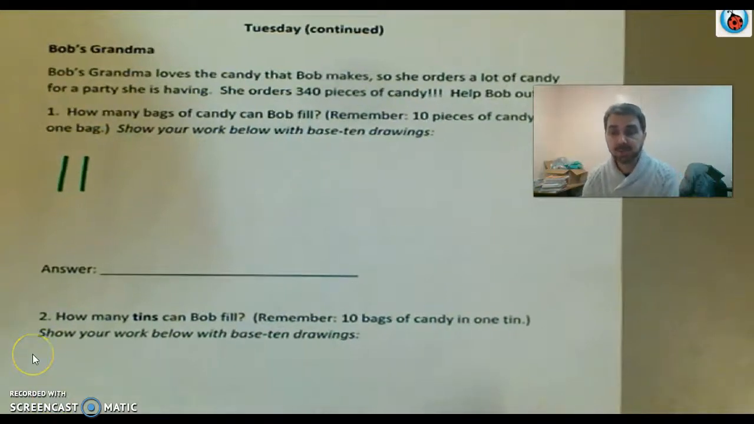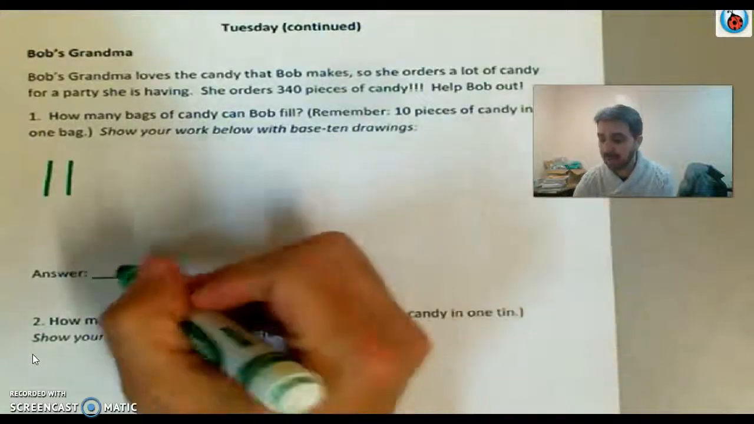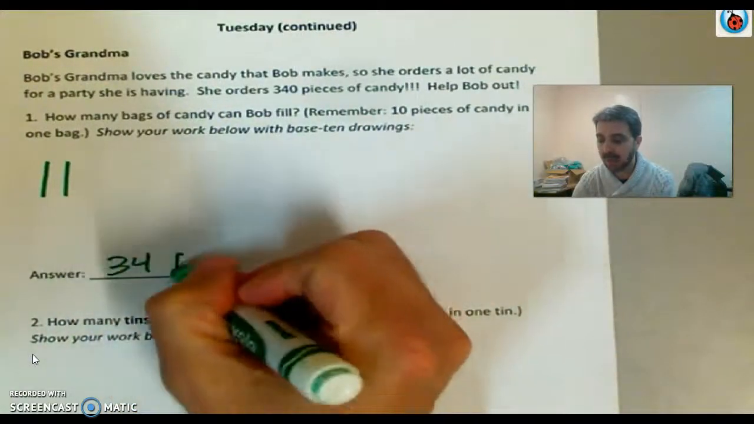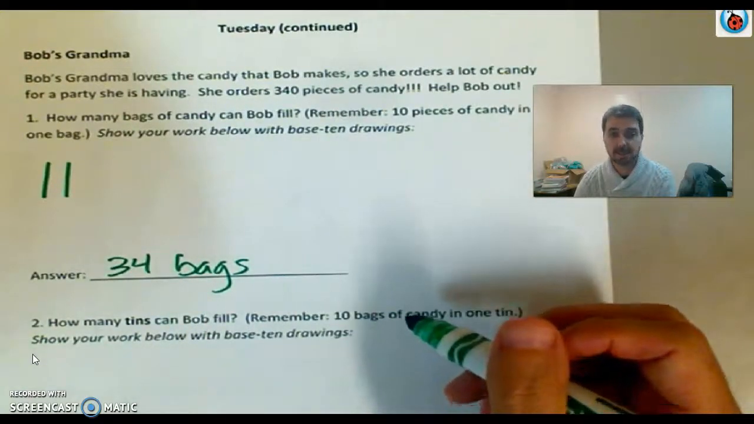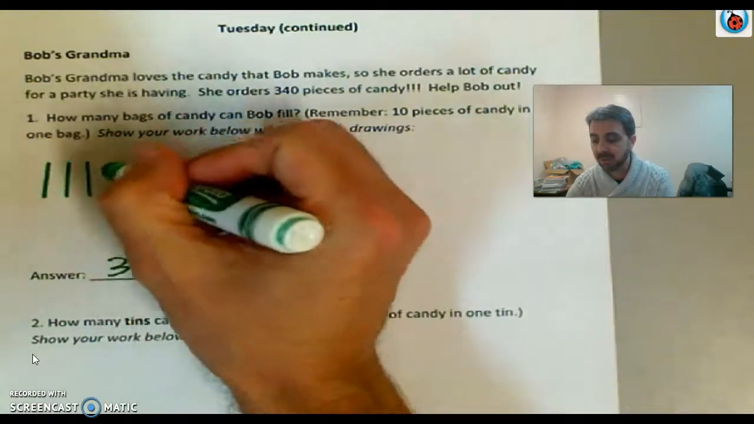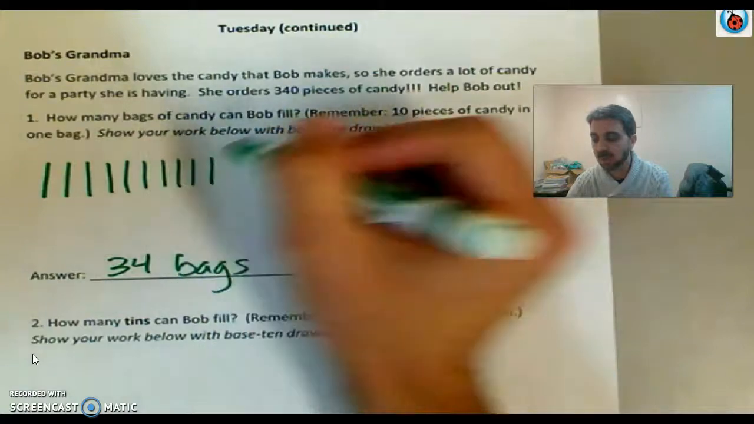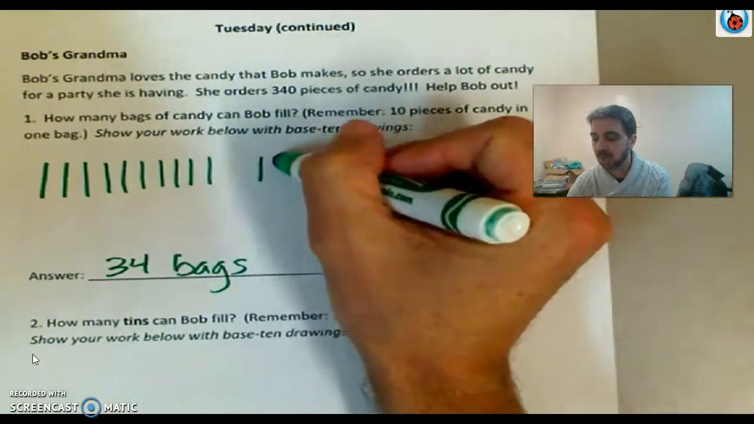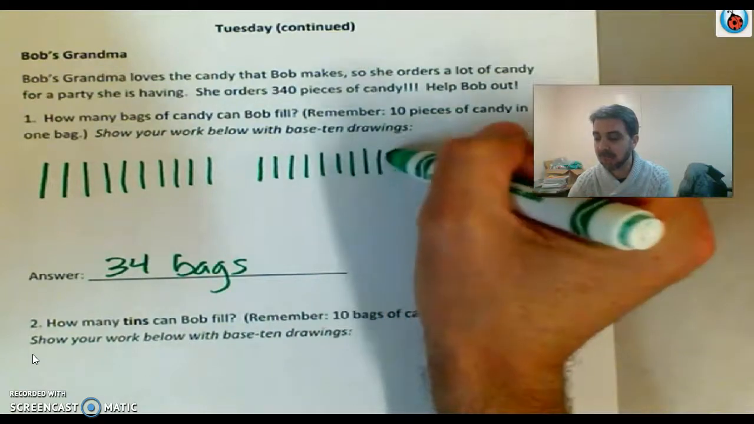All right, so how do we do? How many bags did you get? Did you get 34 bags? I'm wondering if that might be the answer. Let's see. If I did 10, 20, 30, 40, 50, 60, 70, 80, 90, 100, 110, 120, 130, 140, 150, 160, 170, 180, 190, that's 200.